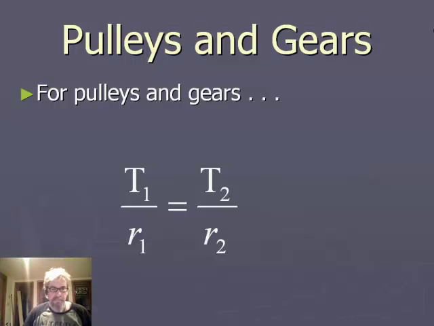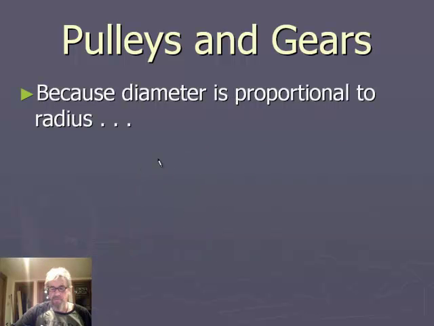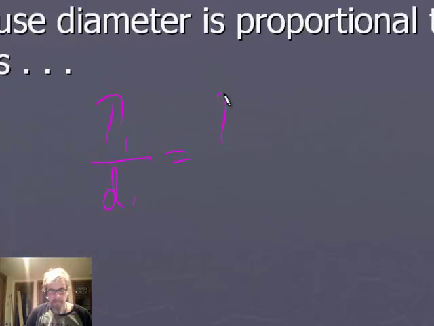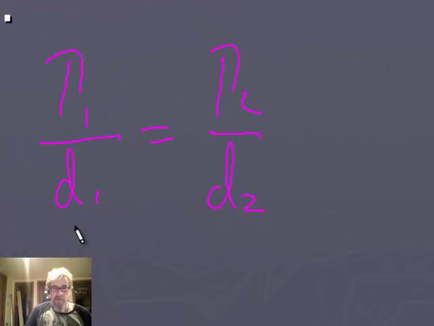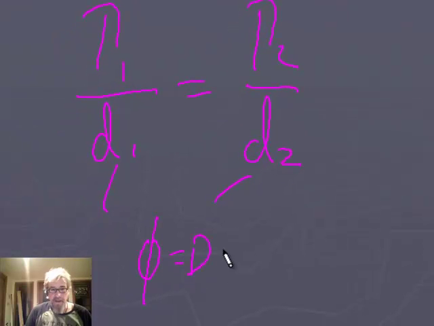So generalizing from that last problem, we could set up this equation that might be a useful one to put in your toolbox. The ratio of a torque to the radius of a pulley is equal to the ratio of a torque and radius of a different pulley that are connected by the same belt, or chain if it was a gear. And then because diameter is proportional to radius, we could also say this: torque 1 over diameter 1 is equal to torque 2 over diameter 2. Let's not confuse this with distance. Diameter is what we're talking about here.